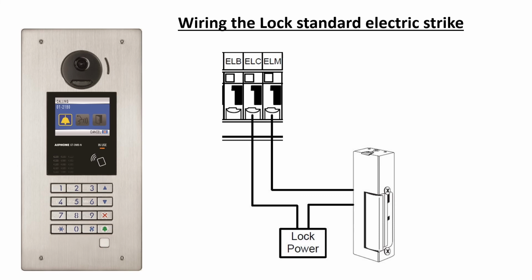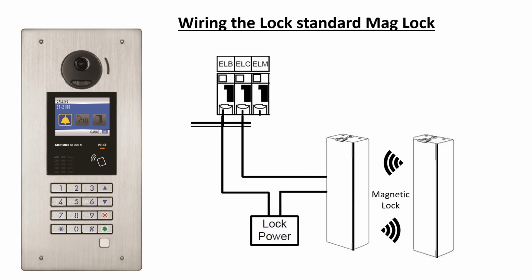The circuit you've created is known as an open circuit. So there's no electricity running through your electronic strike until the tenant in the apartment presses the key button on the tenant station. When that is done, it will close the circuit between ELC and ELM, and electricity will flow through your electronic door strike and unlock the door.